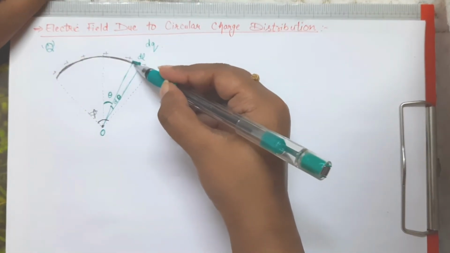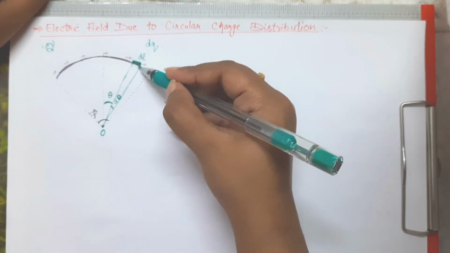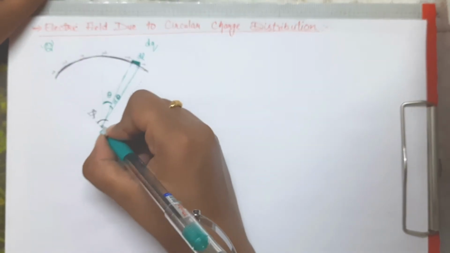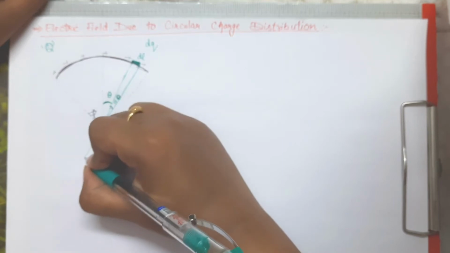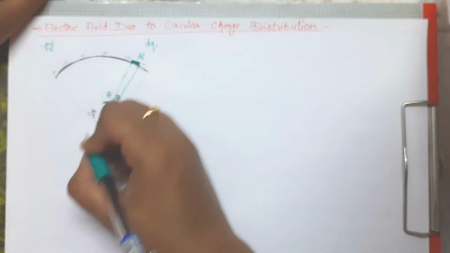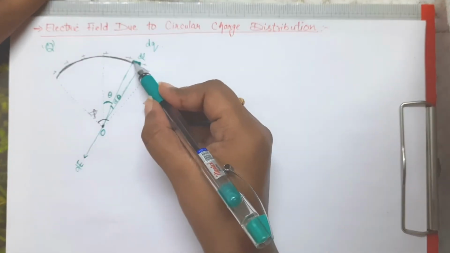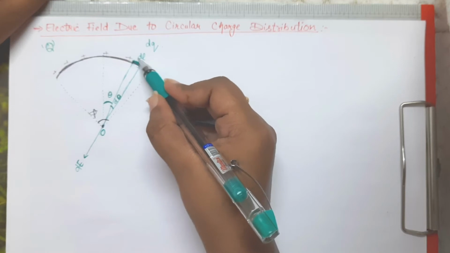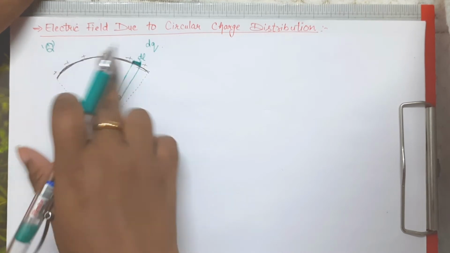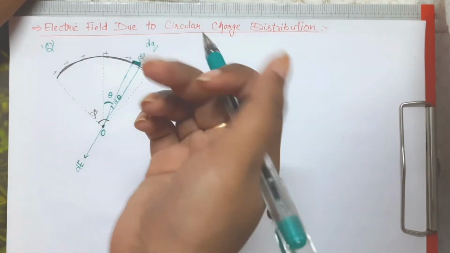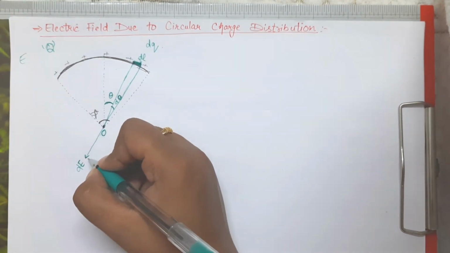Now due to this small charge dq which is present in length dl, there will be some sort of electric field at point O. Suppose that is dE, it will be in this direction. Because of the positive charge it will be vertically outwards. So due to this small charge present in small length dl, this is the small electric field dE. Suppose the overall electric field due to this overall charge distribution is capital E, and this small field is dE.